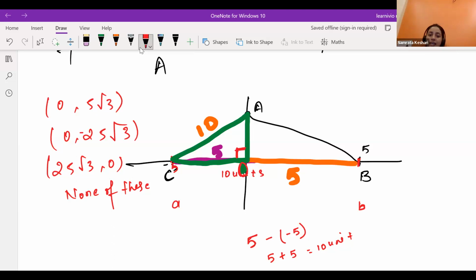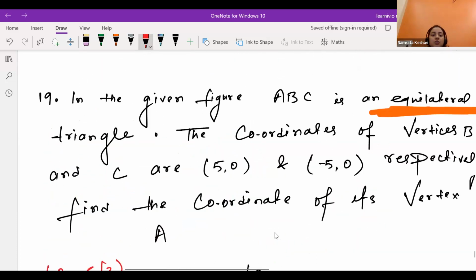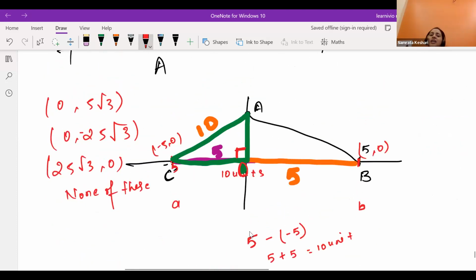इस right angle triangle में सबसे पहले हमें क्या पता था? एक vertex A है, C है, B है. Coordinate of B is 5, 0. Coordinate of C is minus 5, 0. Given in the question only. See, given in the question only. क्या निकालना है हमें यहाँ? क्या find out करना है? Coordinate of A. अब हम लोग सोच रहे A कैसे find करें? ये तो equilateral triangle है. How can we find A?